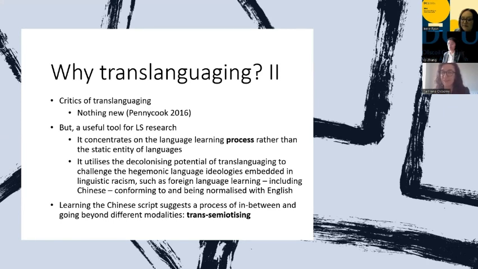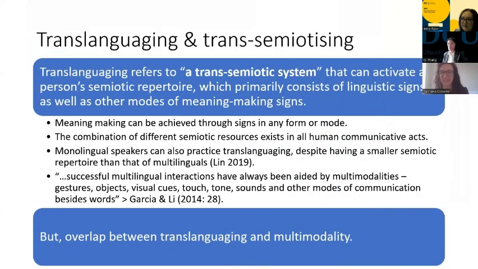So I'm conscious that there's a lot of wordy phrases here. So I'm going to take a look a little bit more closely at translanguaging and trans-semiotizing. Translanguaging refers to this trans-semiotic system that can activate a person's semiotic repertoire, which primarily consists of linguistic signs as well as other modes of meaning-making signs. So meaning making here. Meaning making can be achieved through signs in any form or mode, and the combination of different semiotic resources exists in all human communicative acts that we can think of.